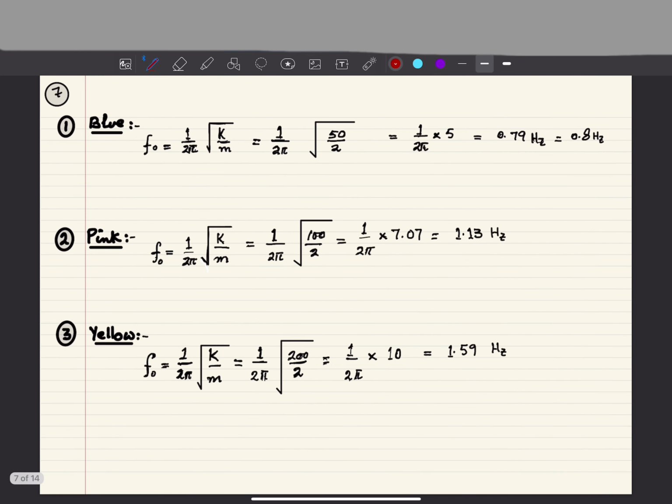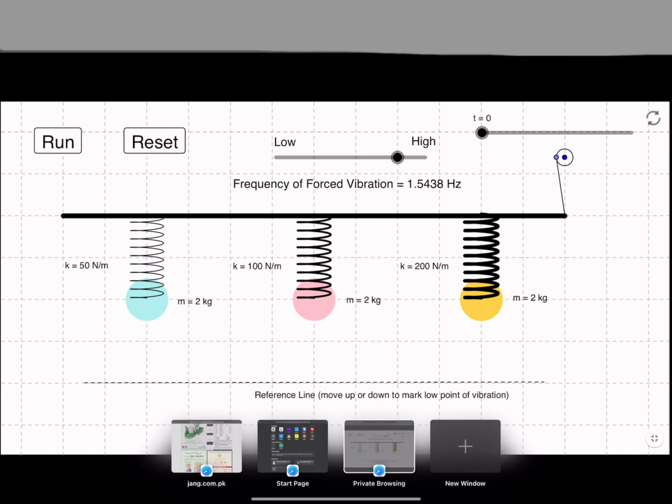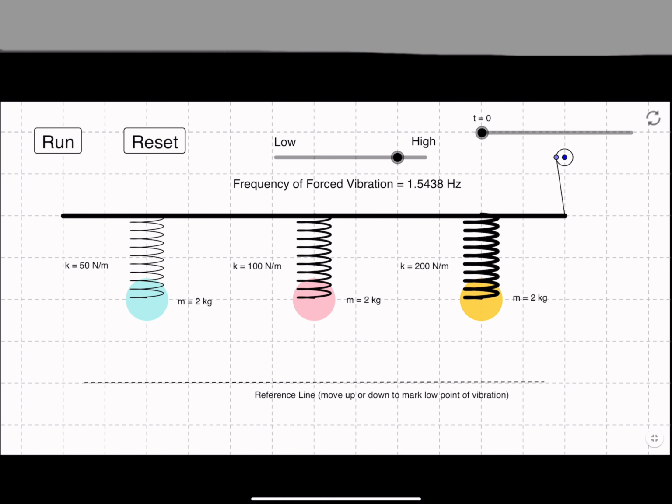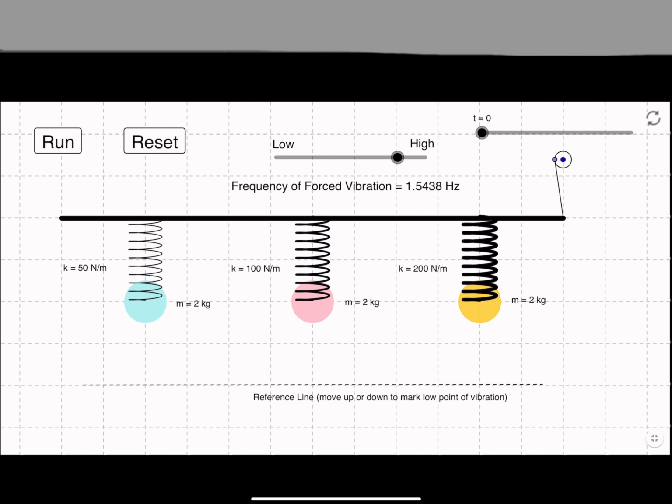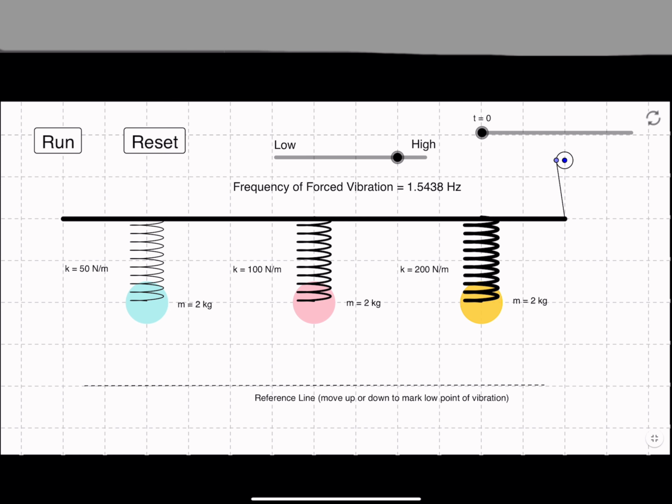Here we will come back to the other points as well, but just to give you the idea, we have an animation in which you can see 3 balls, blue, pink and yellow. The masses of all these balls are the same, but the spring constant of blue is 50, the spring constant of pink is 100, and the spring constant of yellow is 200.